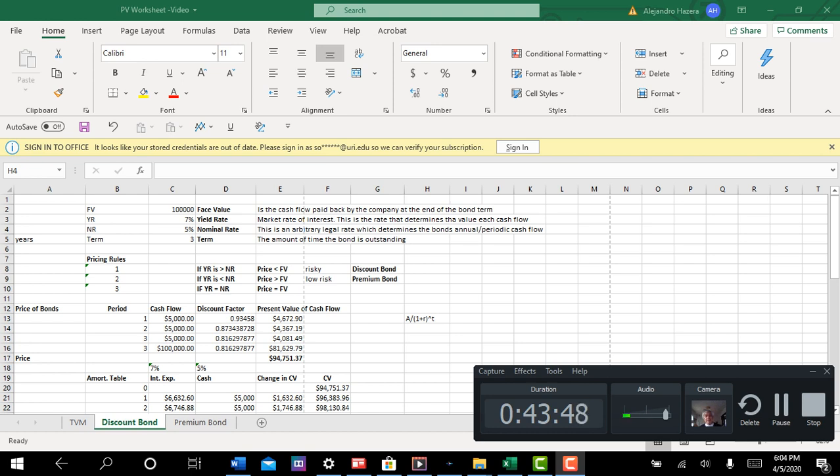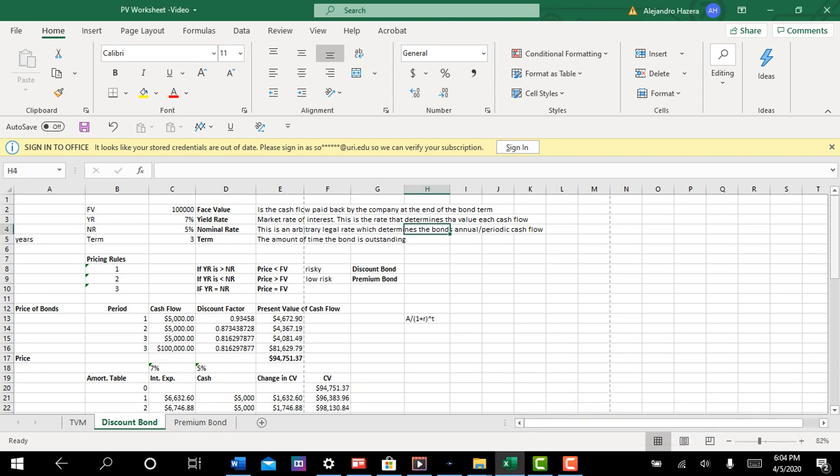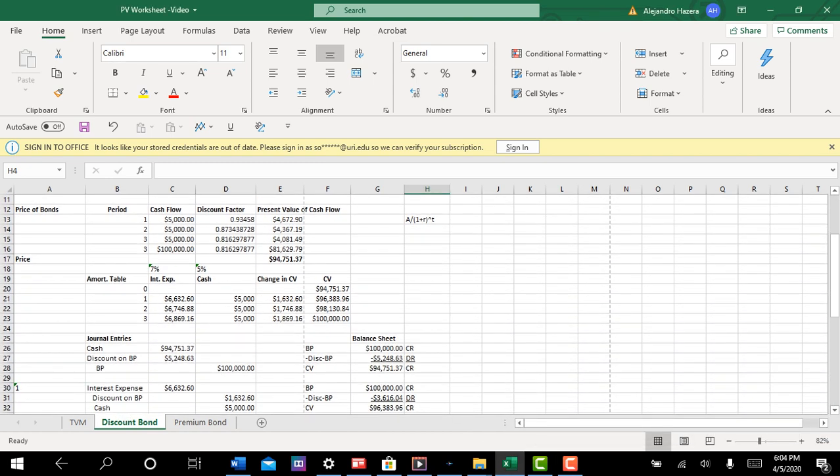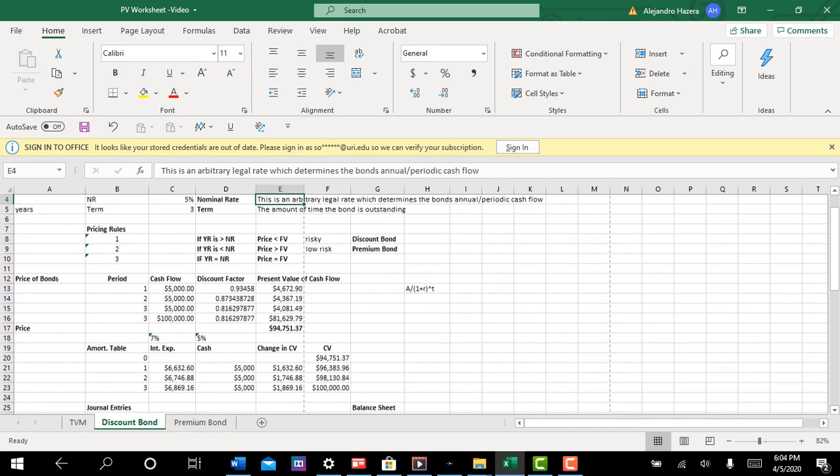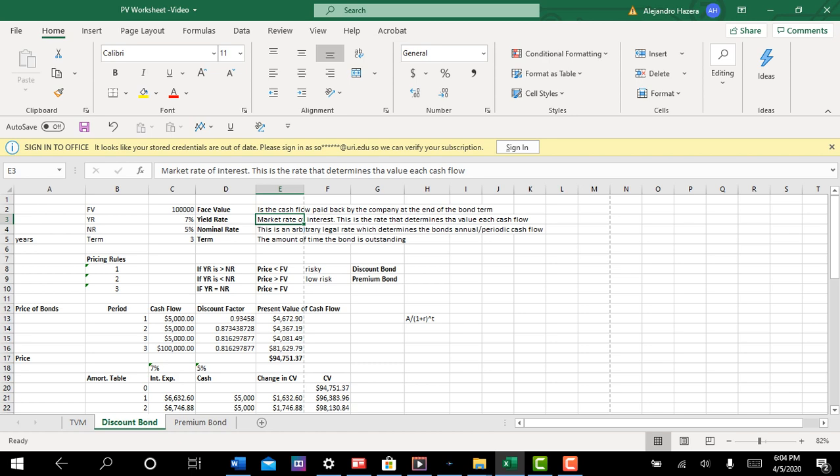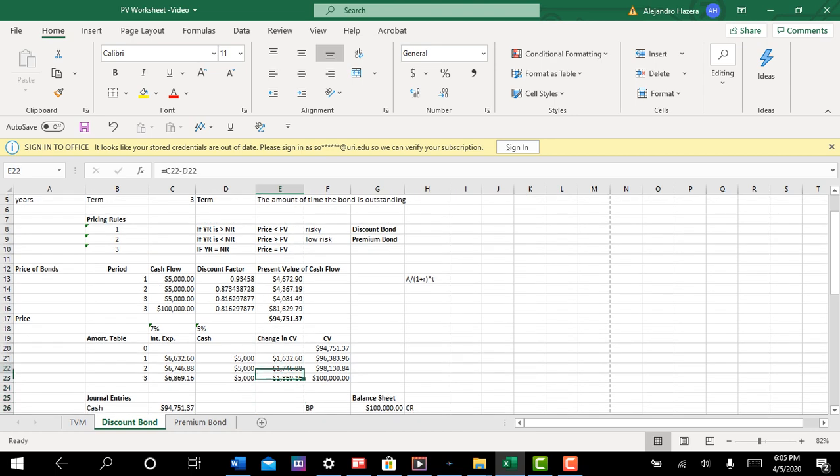A premium bond is going to be just the opposite of a discount bond, and by that I mean the price is going to be higher. The price of the bond will be higher than the face value of $100,000. And keep in mind that if the price is higher, then you'll be working down toward $100,000 in your amortization table.